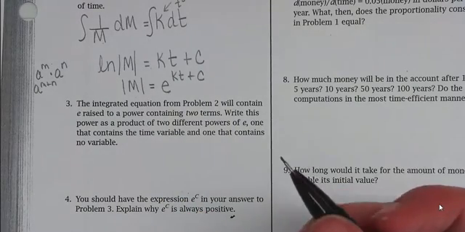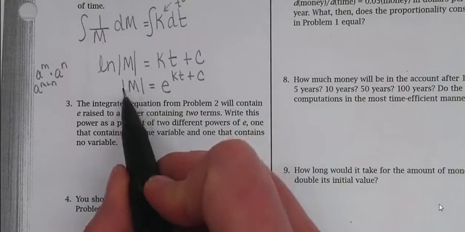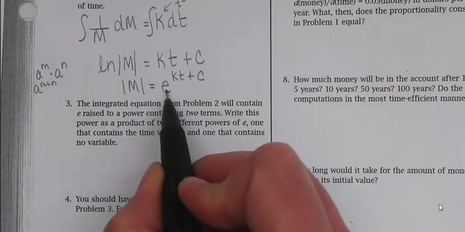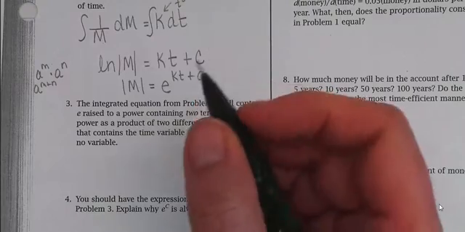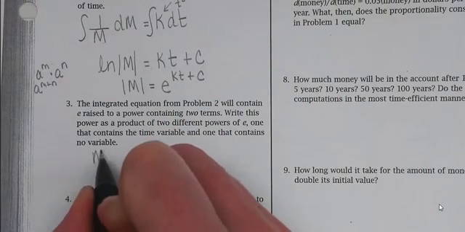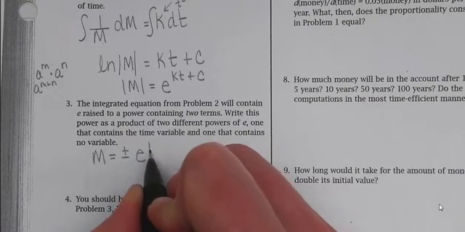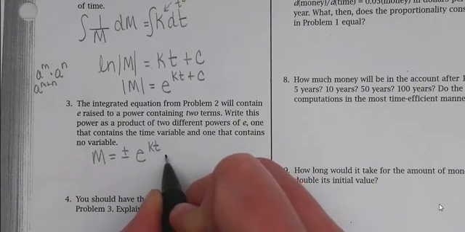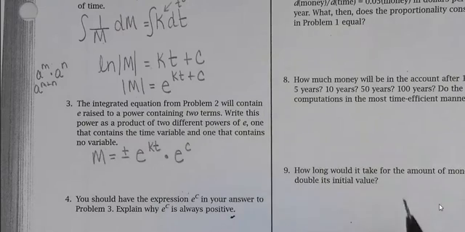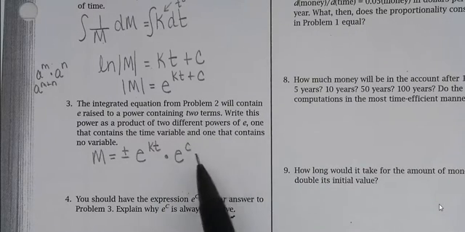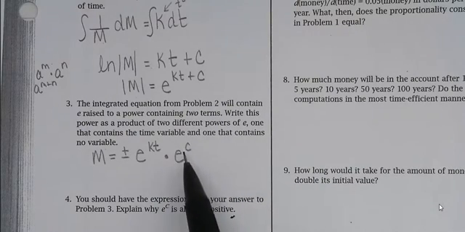Okay, and what's going to be important here is to realize that if this is an absolute value, that means that my output could be both positive or negative. Okay, so I'm going to write this as m equals positive or negative e to the kt times e to the c. So this one does not contain a variable at all.